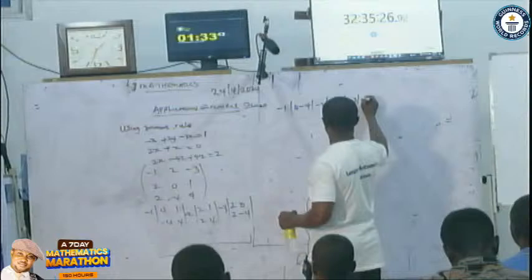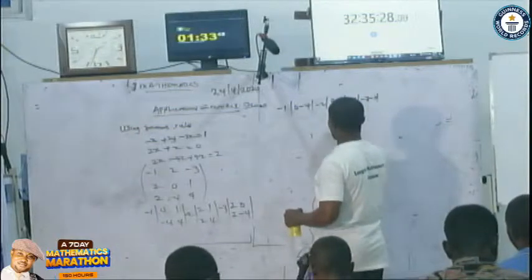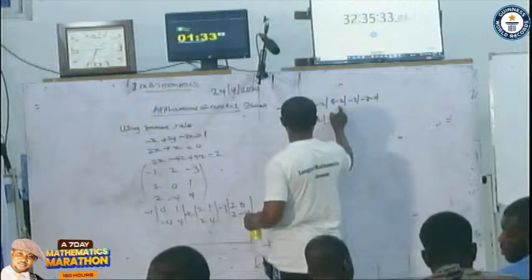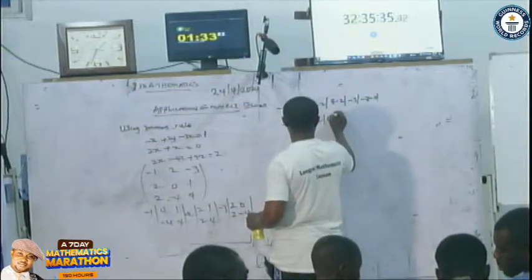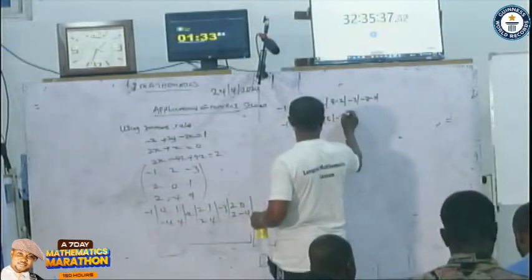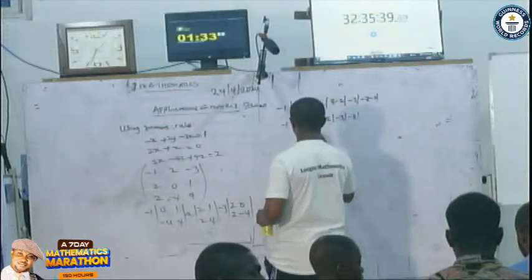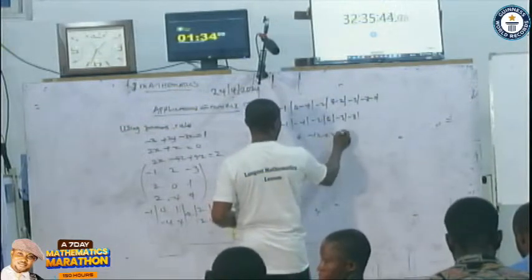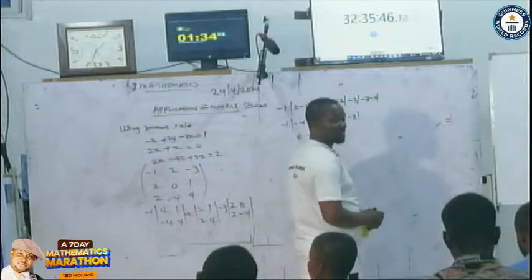Minus 3 into what? Minus 8. Minus 1 into minus 4. Minus 2. What do you have here? 6 minus 3 into what? Minus 8. Is that true? Yes, sir. This will now be 4 minus 12 plus 24. Is that correct? Yes, sir.